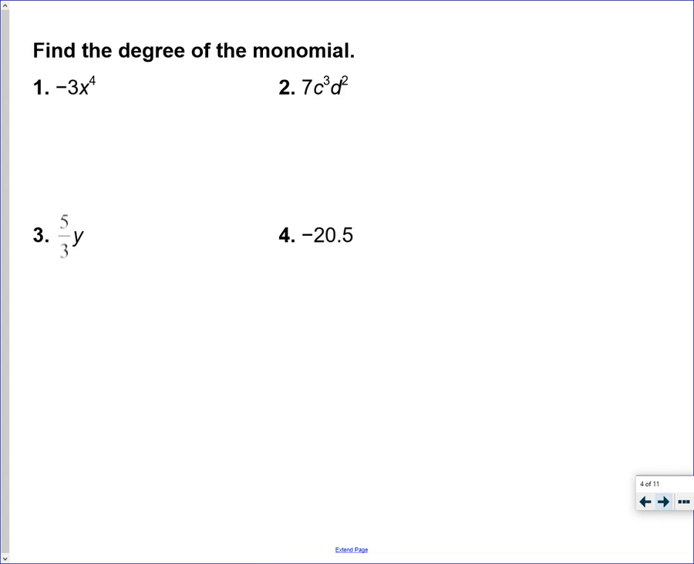So in these problems, similar kind of setup. Number 1, the exponent is going to be a 4. The degree is 4. I don't care what the coefficient is, what the number is out in front. That doesn't matter at all. For number 2, when I add those exponents together, I get 5. For number 3, there's really a 1 there if I don't see anything else. And for number 4, that's going to be a degree of 0 because no variable, no exponent.